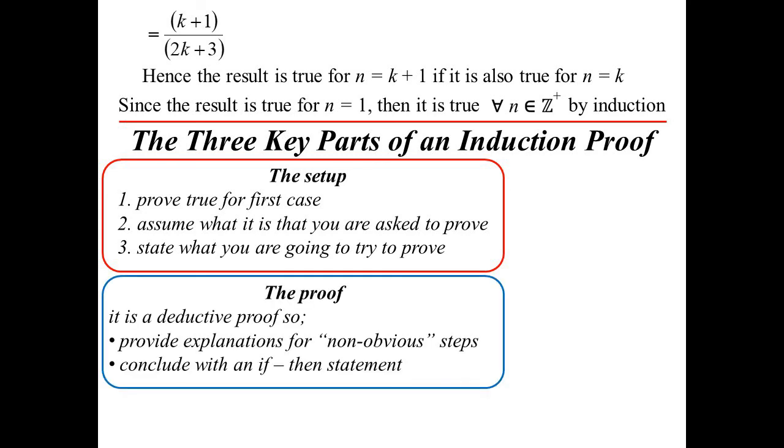Then the actual proof. The actual proof is a deductive proof. So we provide explanations for anything that's not obvious. How did you go from this line to this next line? Now, in a lot of cases, it's simply that statement, oh, by the assumption, I could do this. But it might be some other theorem you end up using, substituting in, whatever it is. If it's not immediately obvious, explain it. And then you conclude with your if-then statement. That's how you finish a deductive proof, with an if-then statement.